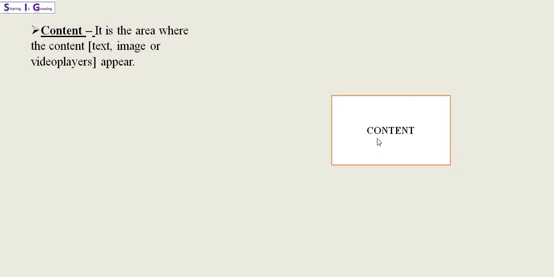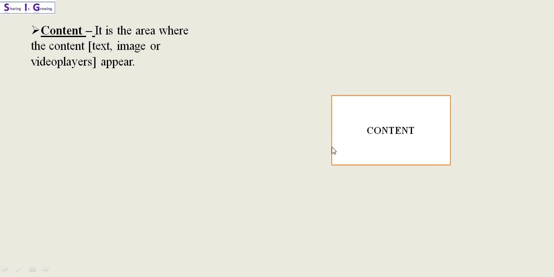This is the content of the particular element. If you consider some element, the element content will be what I am presenting here. This content is the area where the content appears. That means the text, images or video players will appear within this content area. The content area is bounded by the content edge. Okay, this entire edge is known as the content edge.